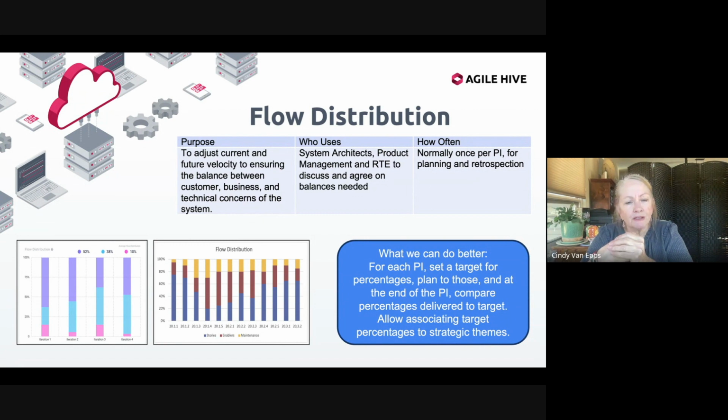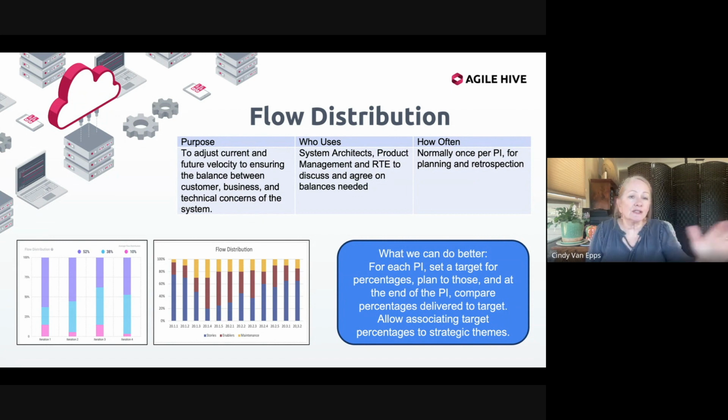So what can we give you in this information? Can you tell from that chart whether this is useful? Is this appropriate? Is this what we want? Is there something we need to approve? So what we can do better in Agile Hive is, for each planning interval, allow you to set a target for the percentages. You can plan to those. We can analyze what's in the backlog and show you not only when you're planning for the PI, but as you're executing on the PI and inspecting and adapting on the PI, were you on target for your targeted percentages?